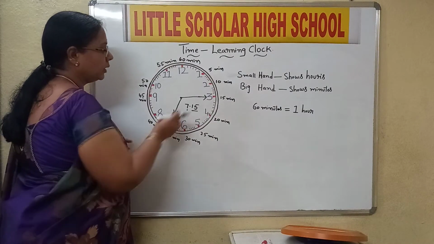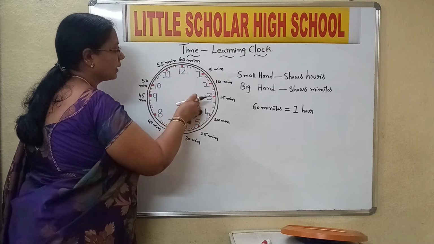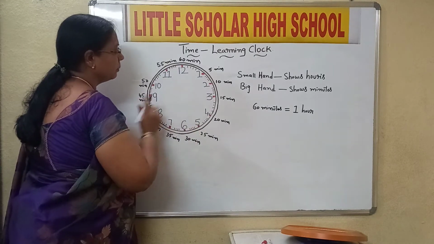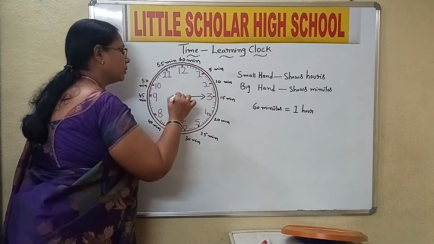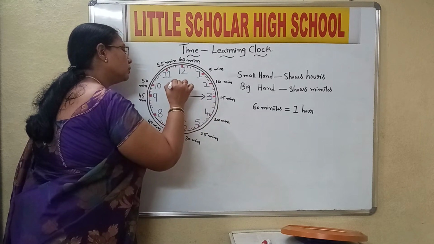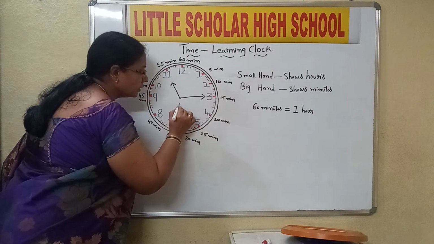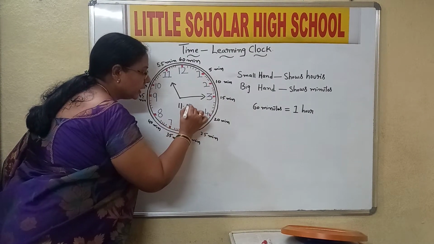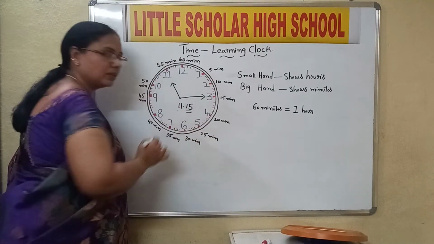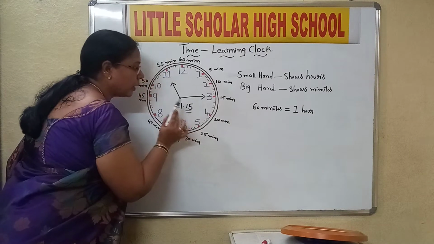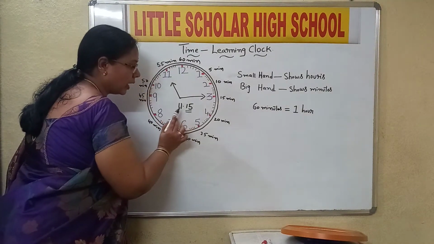Clear? Now let me do one more. The big needle is on 3. And the small needle is on 11. What is the time now? It is 11:15 or quarter past 11. Okay. 15 minutes. So quarter past 11.